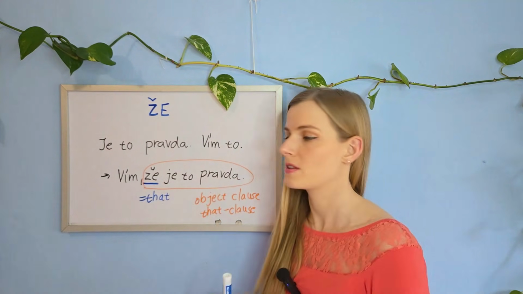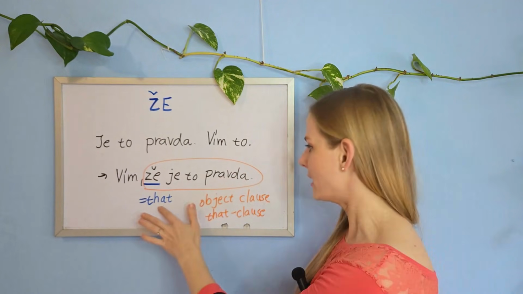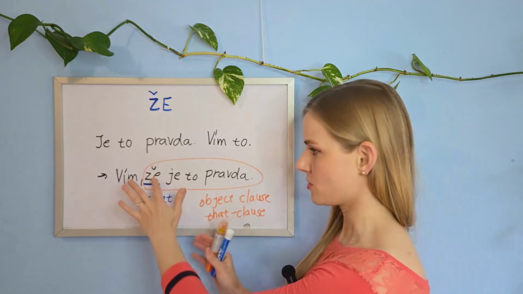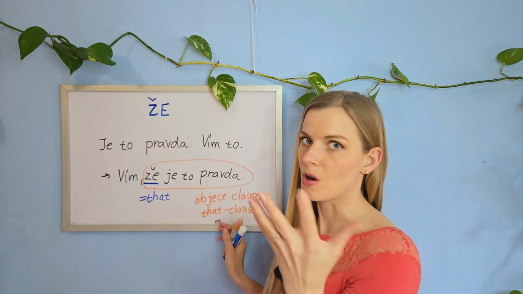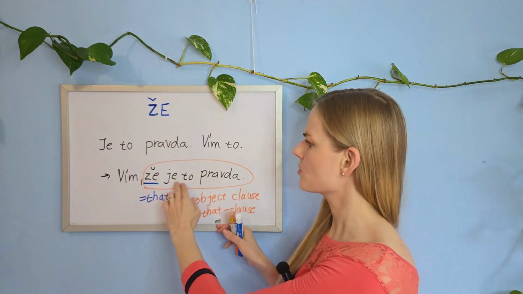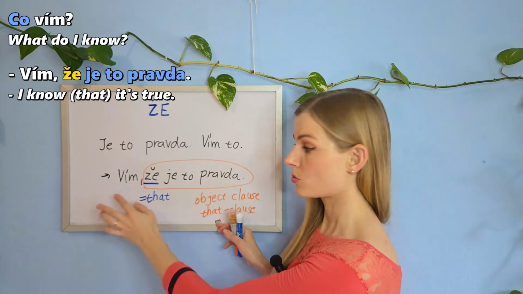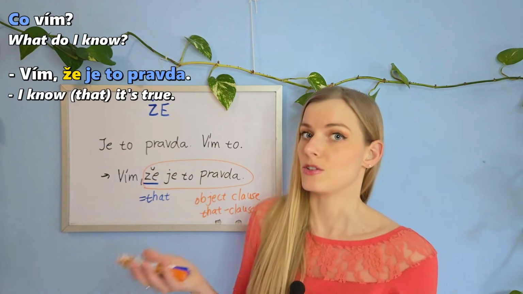Anyways, it's not important, but keep in mind that the word that is often translated by something else. It's not only že. And this object clause expresses an object. Typically it answers the question what or whom. What do I know? Co vím? Že je to pravda. I know that it is true.